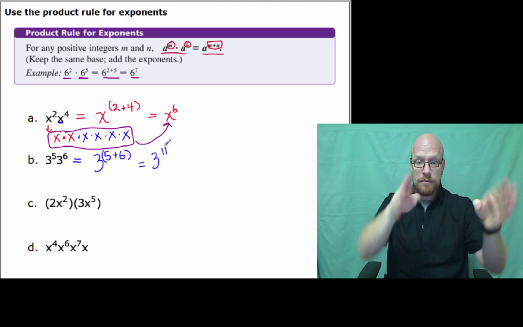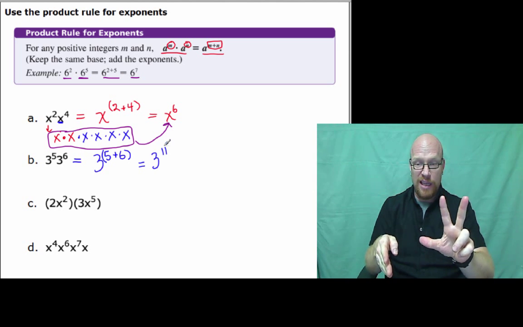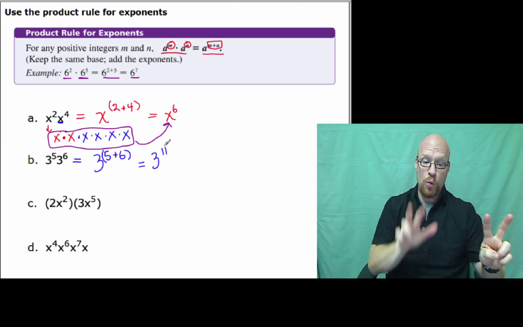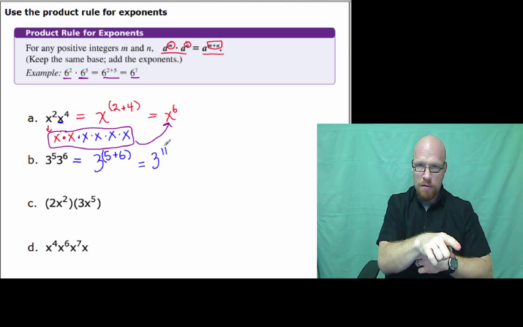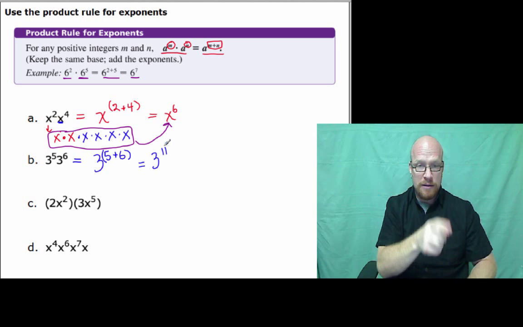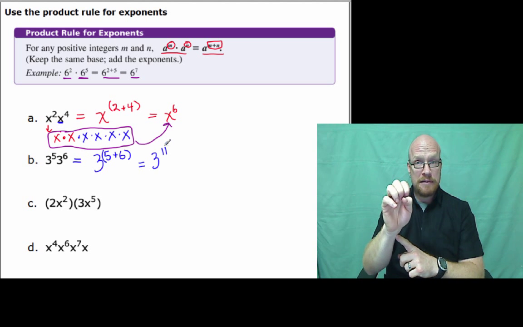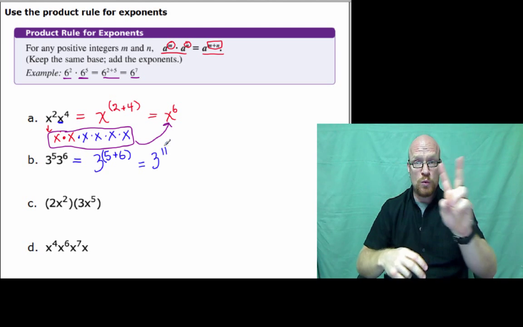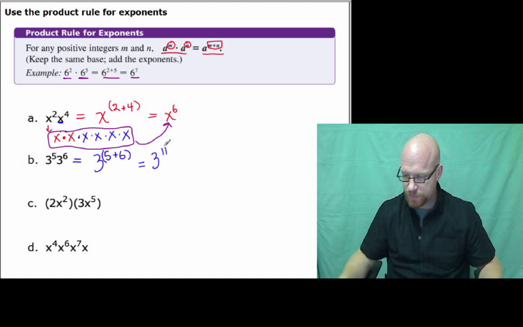Now, we're looking at example C. We have the quantity, parentheses, 2 times x squared multiplied by 3x to the 5th. Now, the numbers have no powers, no exponent associated with them. And they aren't the same base anyway. But we're looking at our x terms, x squared and x to the 5th. The bases match. Therefore, we can add 2 and 5 to get a new power for x.